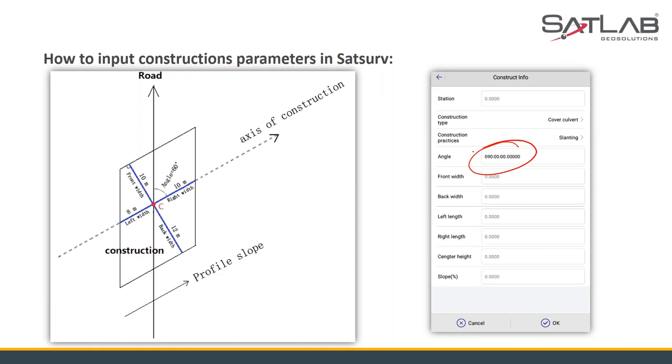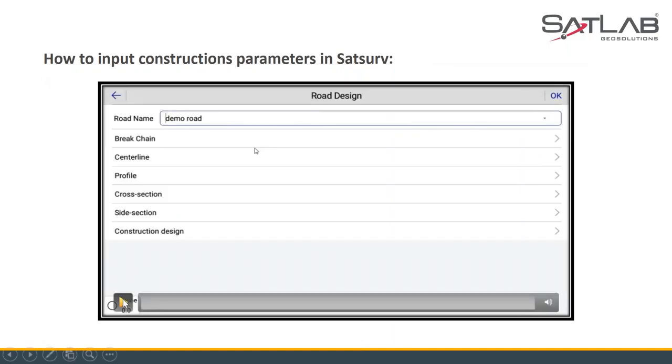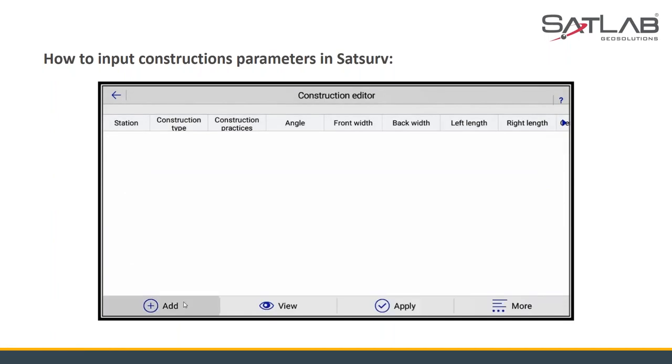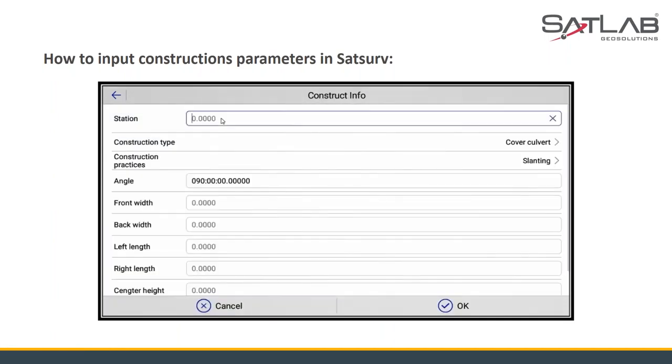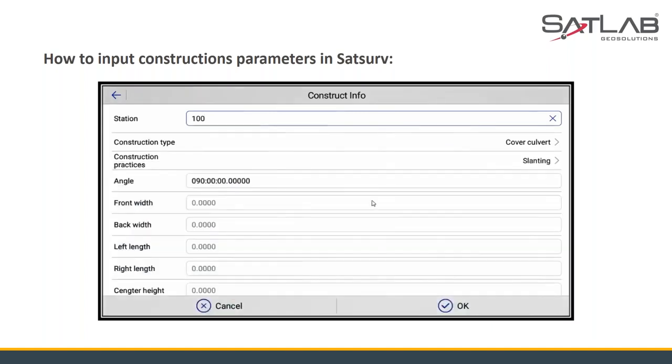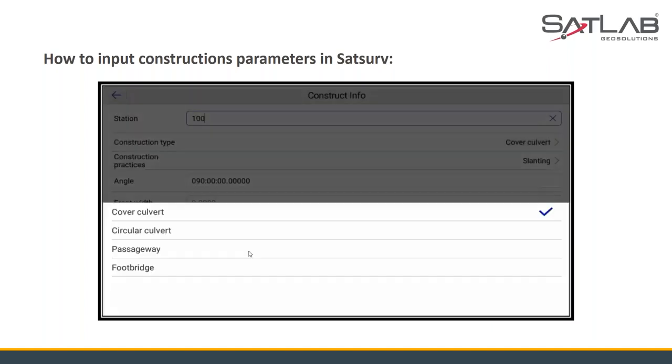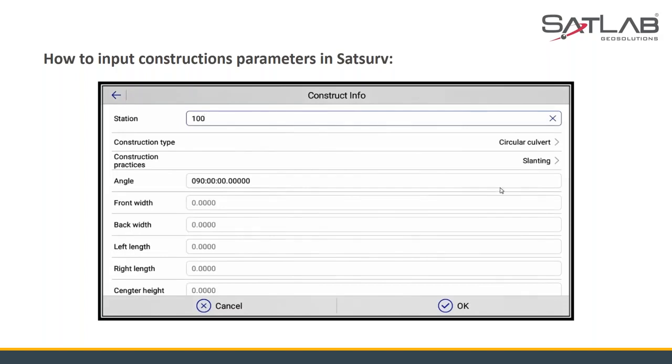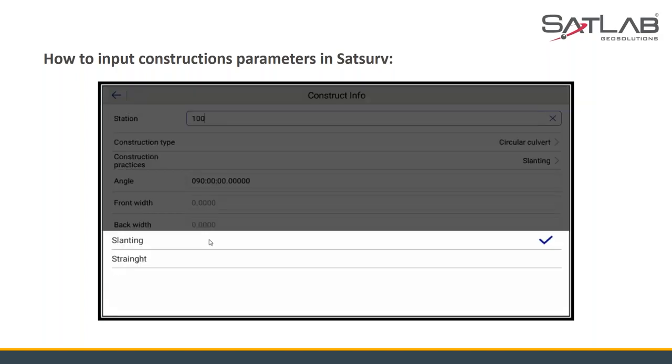Go to the construction design at station 100. I am saying that I'm having a circular culvert with a slanting one, or I can go for the straight one. I'm having a slanting one at station 100. That means at road distance, at RD 100, I have a circular culvert, and I'm giving all the parameters over here.